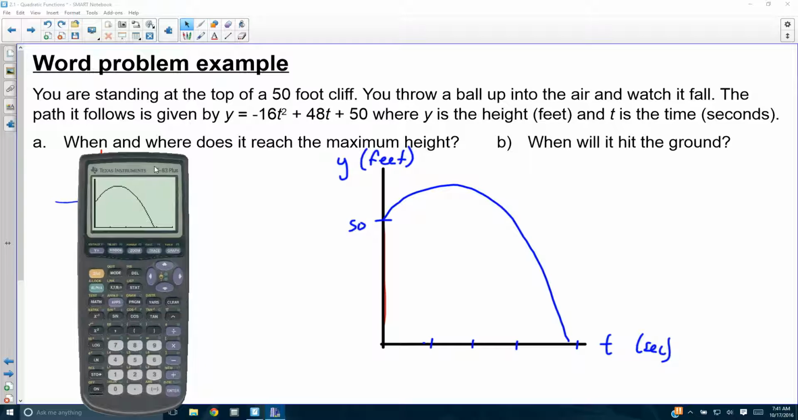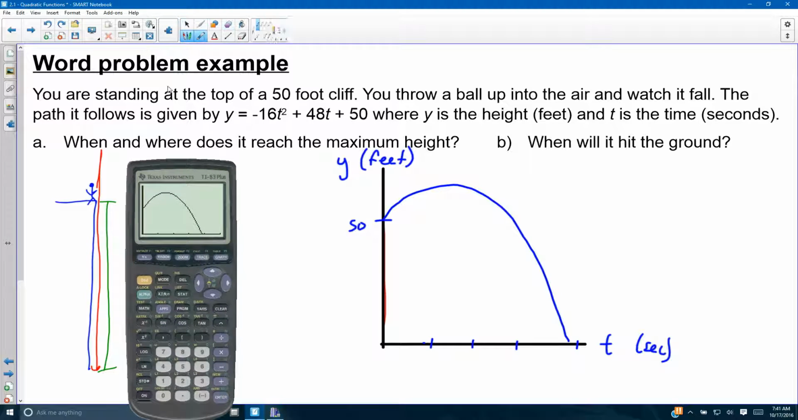When and where does it reach the maximum height? So think about what you're trying to get answered. That was one of the first things I said. Think about what it is you're trying to solve for. This is t, this is y. Now, maximum height. Where does the maximum height occur on a parabola? Well, for this upside-down parabola, it's going to be the vertex. So what I'm trying to find is my vertex from this equation. That's my end game.